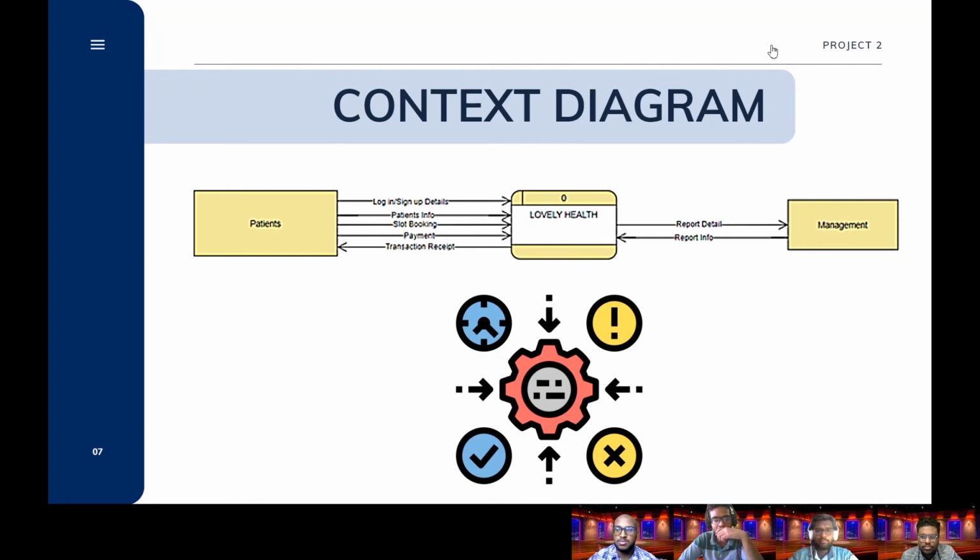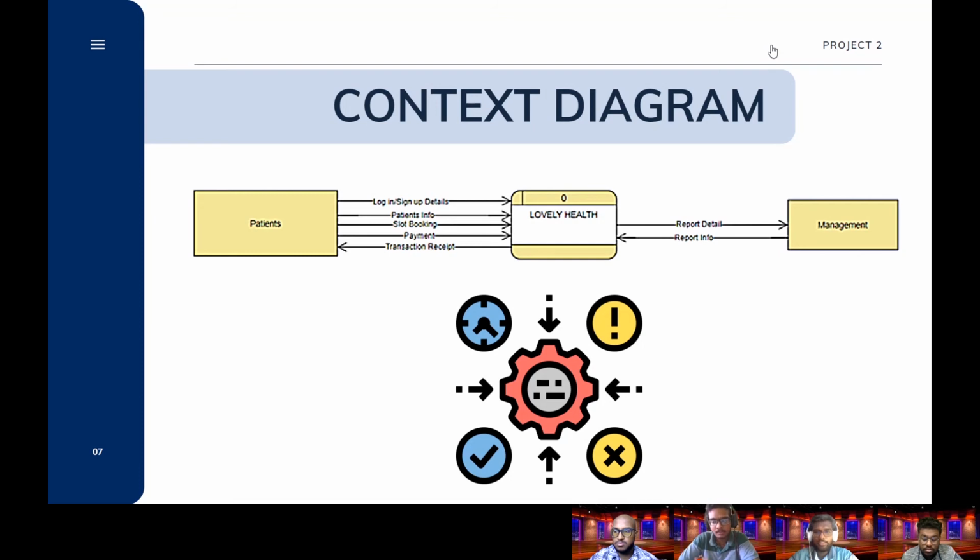Thank you, Darwin. Now we'll continue with the context diagram. So, context diagram. Patients will be the entity. From patients, there will be a few data flows to the Lovely Health website. First, login or sign up details, then patient's info, slot booking, and payment.